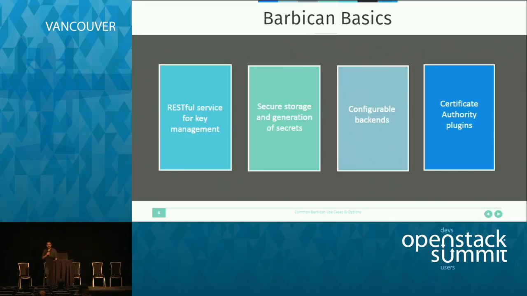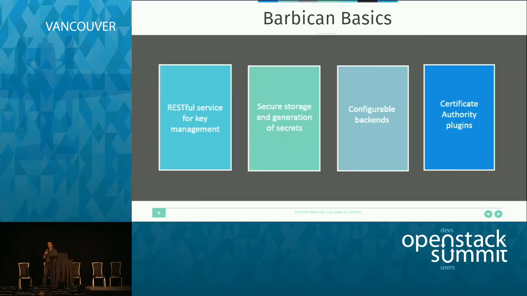So Barbican is a RESTful API for key management and secure storage and generation of secrets. And we're an official OpenStack project. We're part of OpenStack in the Big Tent now. And we designed the service from the ground up to be part of OpenStack. So it's got stuff built in, like multi-tenancy. It's designed for scalability. So theoretically, it'll handle hundreds of thousands, if not millions of keys or secrets, as we like to call those.